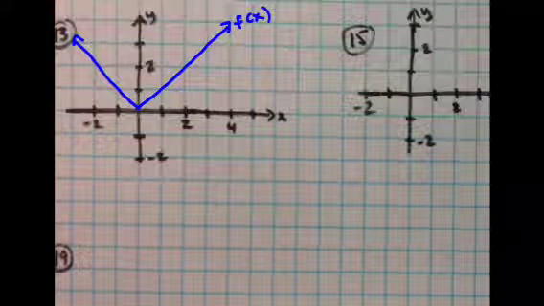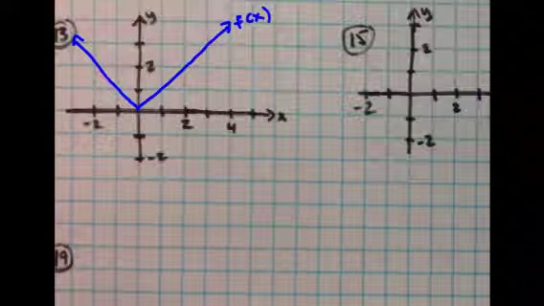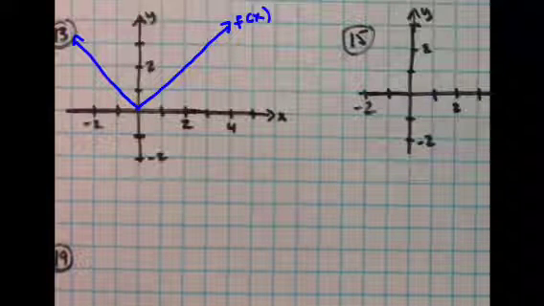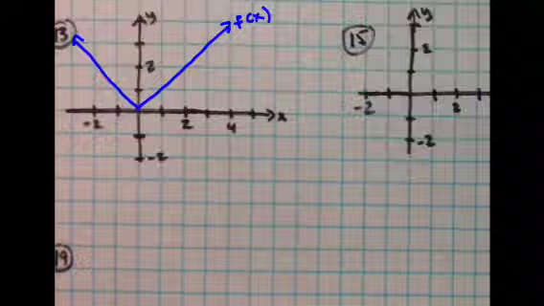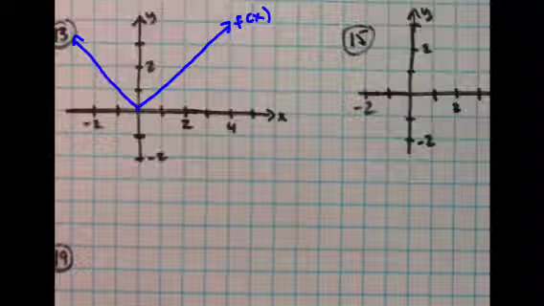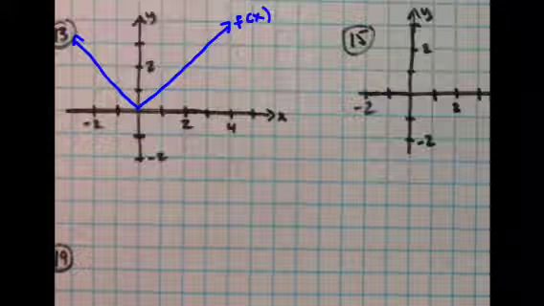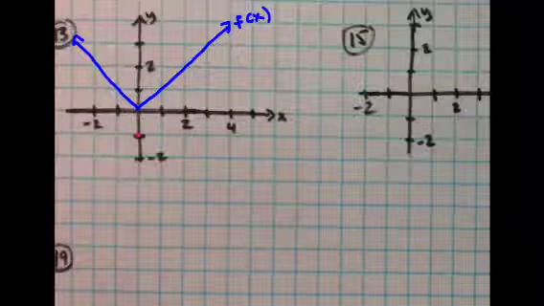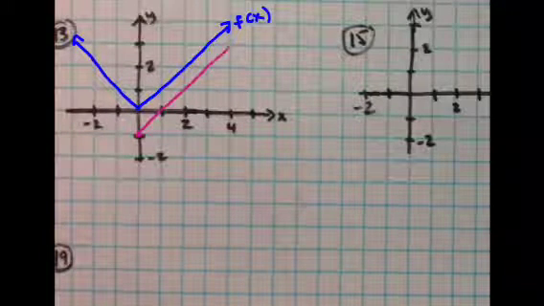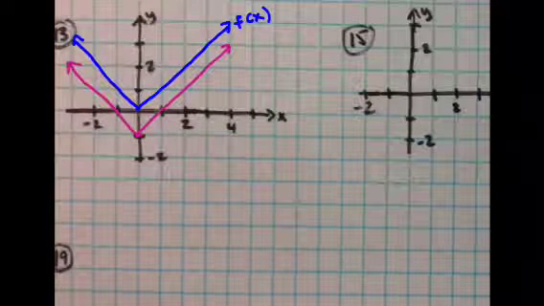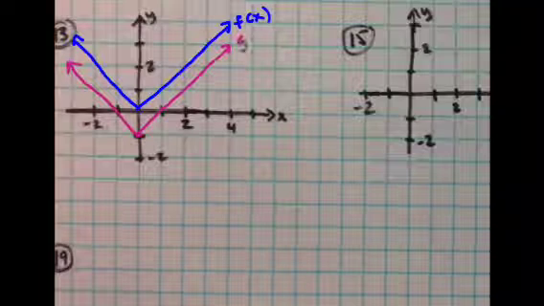Okay, so number 13, f of x is already on the board, on the graph. Absolute value of x, it's a v, the v function. So for g of x, it's asking that you translate it down 1 unit, so everything moves down a unit. So 0, 0 is now 0, negative 1, and then we could go from there. Connect. And there's g of x.